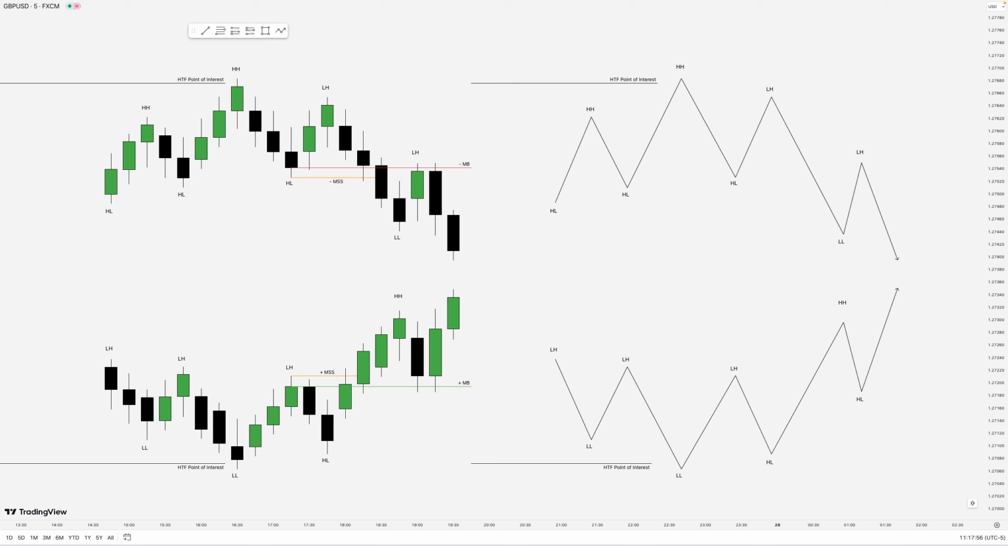Today we'll cover the ICT mitigation block. I'll teach you what creates them, how to identify them, and how to use them in your trading. So the first thing we'll cover is what creates them.